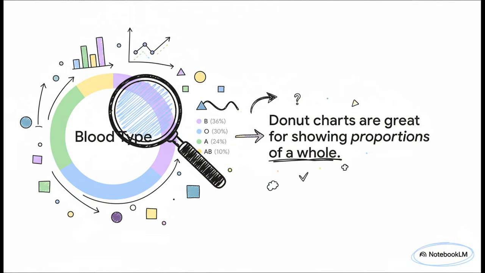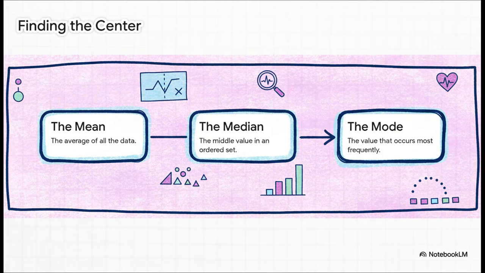Or we could use something like a donut chart. This is fantastic for showing proportions, how each piece relates to the whole pie. You can immediately get a feel for the fact that type B makes up over a third of the entire group. It's all about telling a clear, immediate story with the numbers. Now, besides visuals, we often want just one single number to summarize our data.